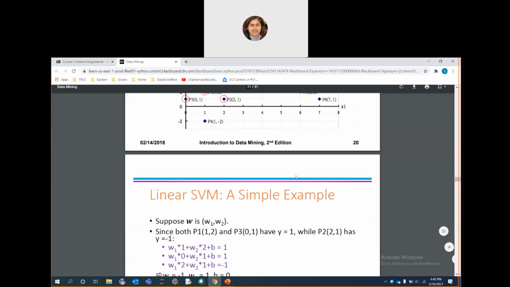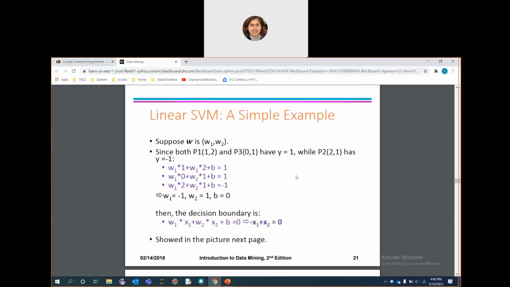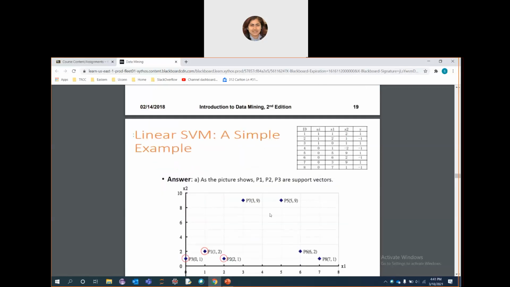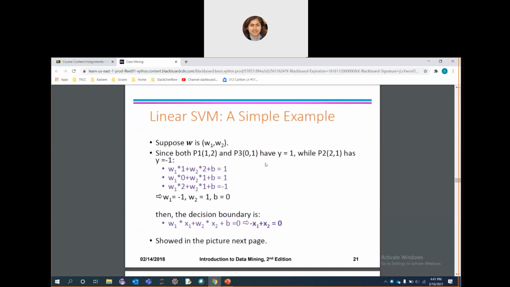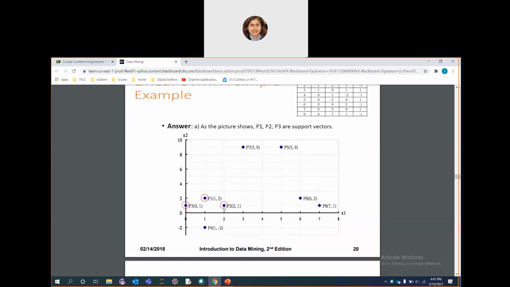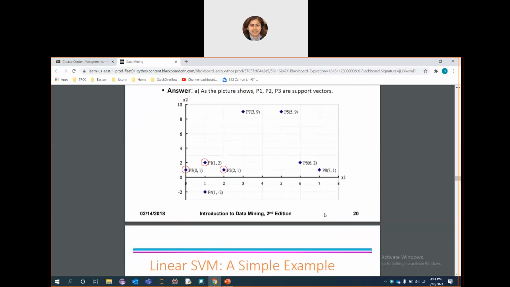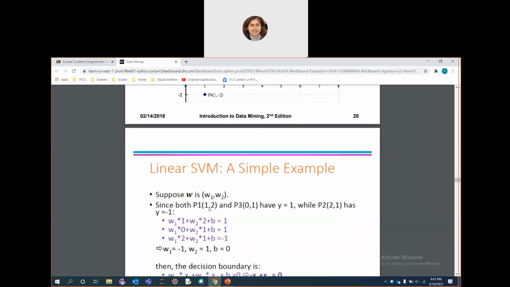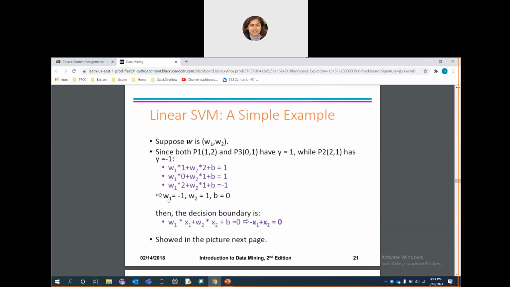Now let's see our derivation. So this is a binary classification problem. There are two features, x1, x2, so we should have two weights, w1, w2. We will take first (1, 2) on the positive side and (0, 1) on the positive side, and then (2, 1), which is negative. We will take all the support vectors, 3 of them defining the hyperplane, to find out the values of w1, w2 and b, which will be necessary for our decision boundary derivation.